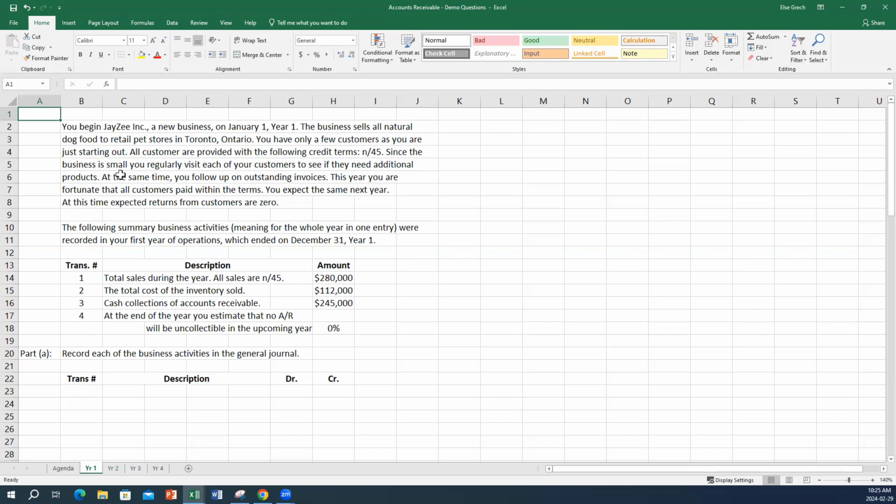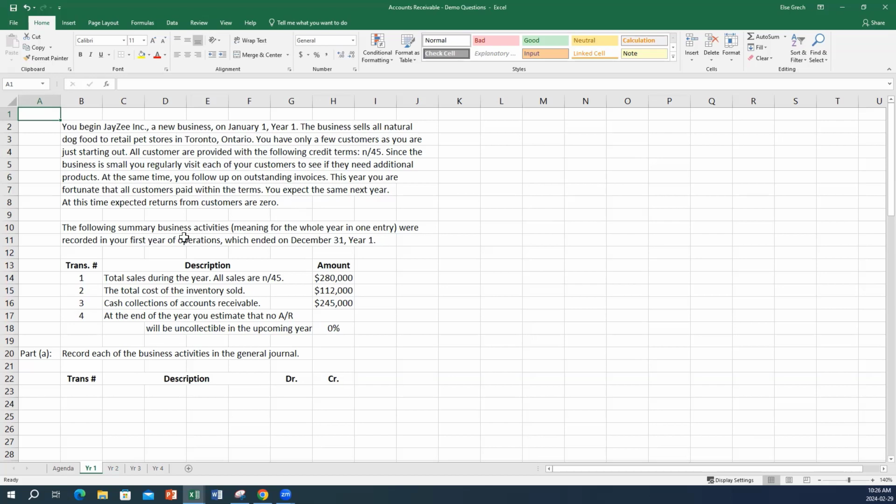Since the business is small, you regularly visit each of your customers to see if they need additional products. At the same time, you follow up on outstanding invoices. This year, you were fortunate that all customers paid within the terms. Not surprising, because you're constantly following up with them. You expect the same next year. At this time, expected returns from customers are 0, and that's probably because you're not getting any returns from your customers. They're only buying small quantities because they don't know yet whether their customers want your product.